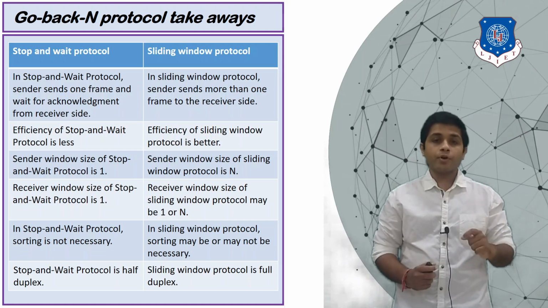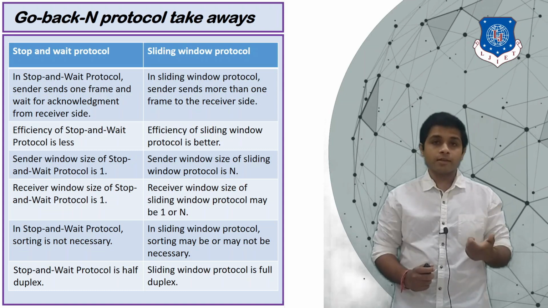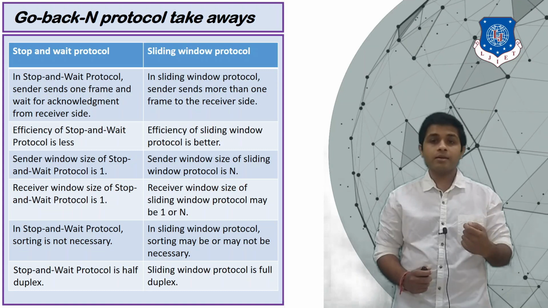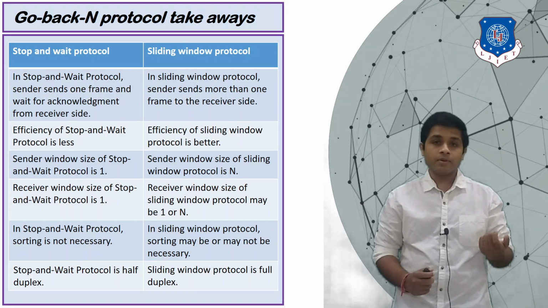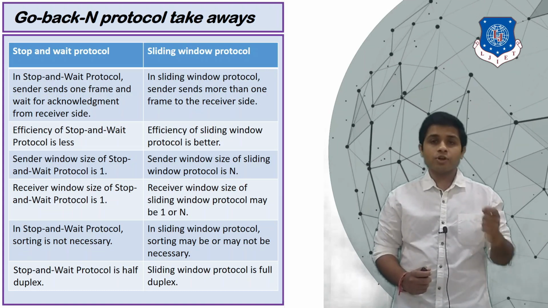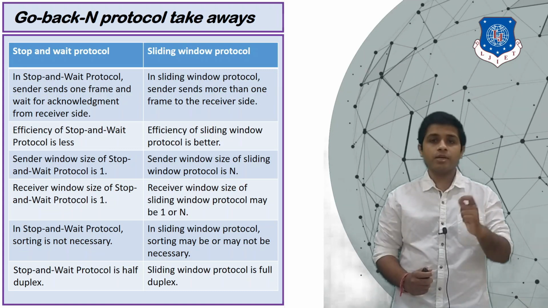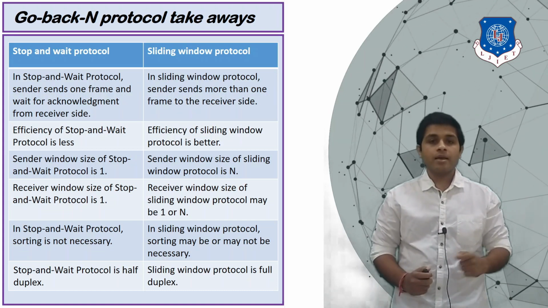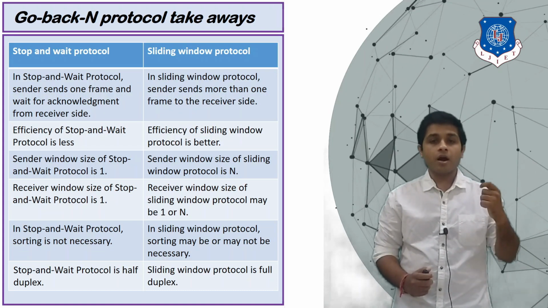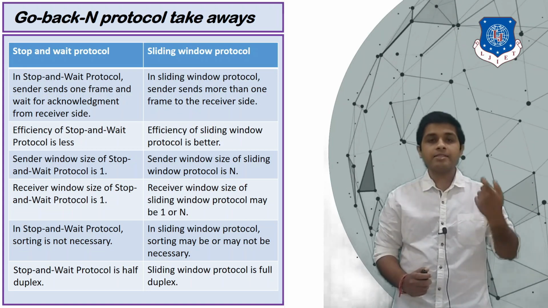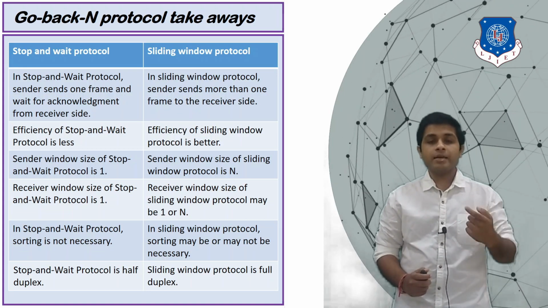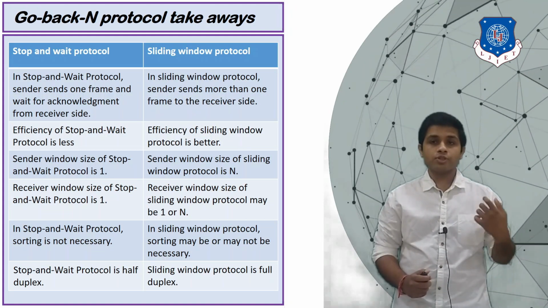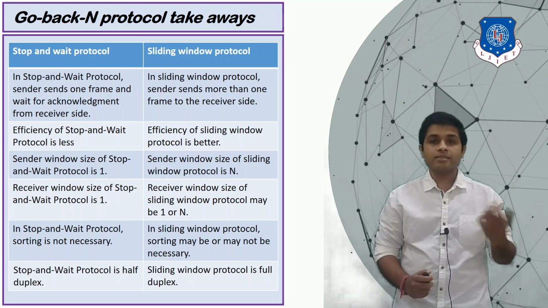In the stop and wait protocol, sorting is not necessary because we are sending packets one by one, but in the sliding window the sorting may or may not be necessary. So in the go back n, sorting is not necessary because the receiver's window is 1, but in the selective repeat we will see that sorting is necessary. And stop and wait is half duplex, so at a time the sender can either send a packet or receive a packet. But the sliding window protocol is full duplex, so we can send and receive packets at the same time.